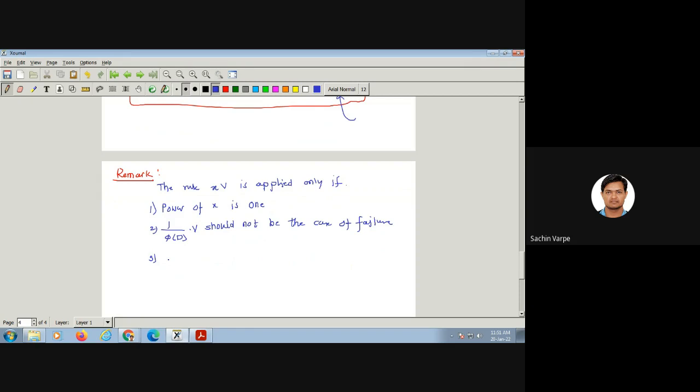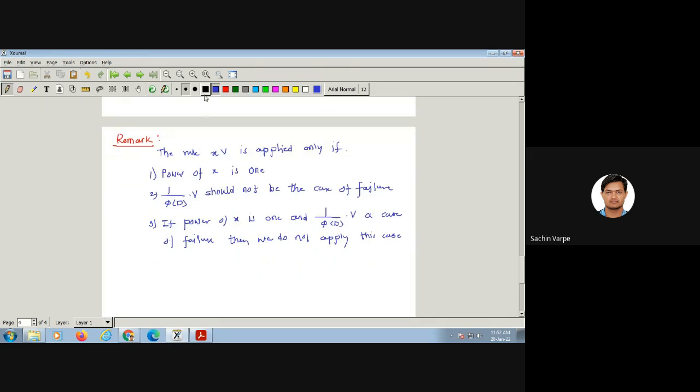One more, if power of x is 1 but this is the case of failure, then we cannot apply this case. So we need the next case. ठीक है, so I'm writing here if power of x is 1 and 1 upon phi of d into v is a case of failure, then we do not apply this case. ये केस हम अप्लाई नहीं कर सकते. So in that case we use the next case.